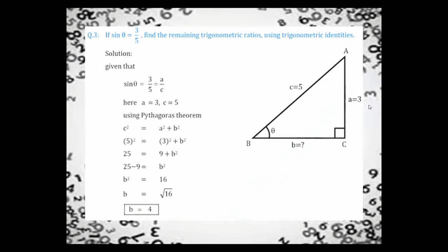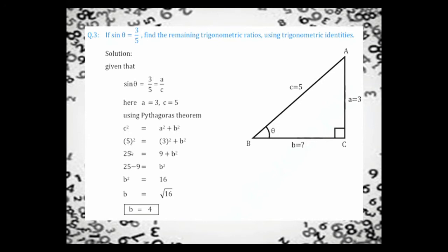So here the perpendicular a is 3, and the hypotenuse is 5, so c is equal to 5. Here a is 3, c is 5. By using the Pythagoras theorem, we can easily find the value of b. By the Pythagoras theorem, c square is equal to a square plus b square. We already know the value of a, that is 3, and the value of c, that is 5, so we can find the value of b easily from here.